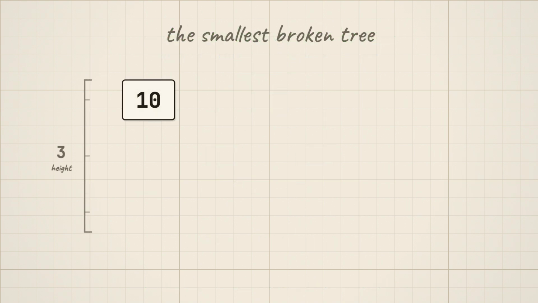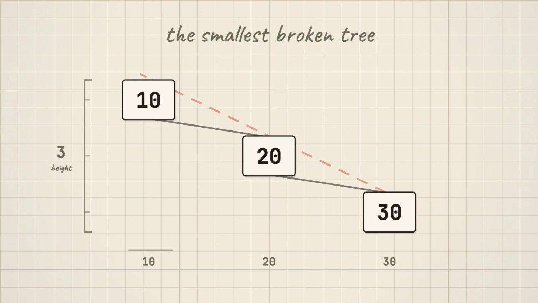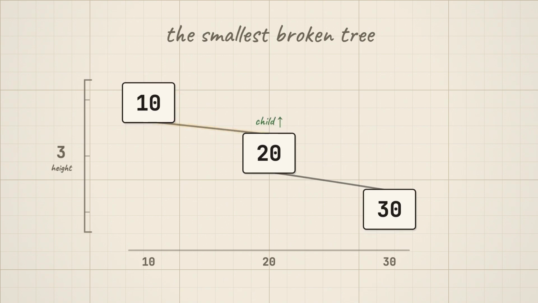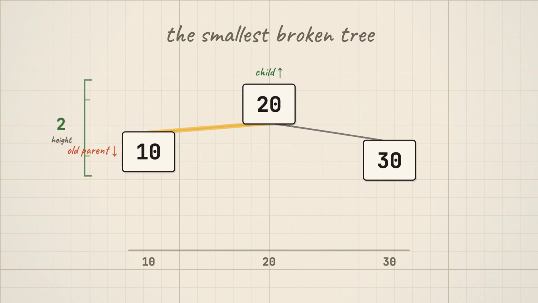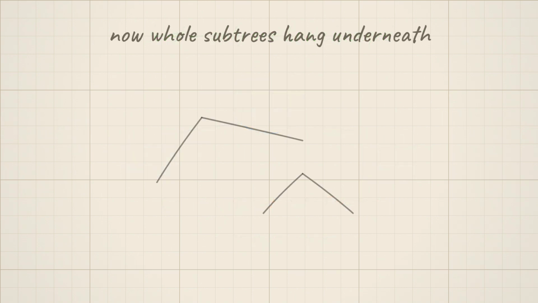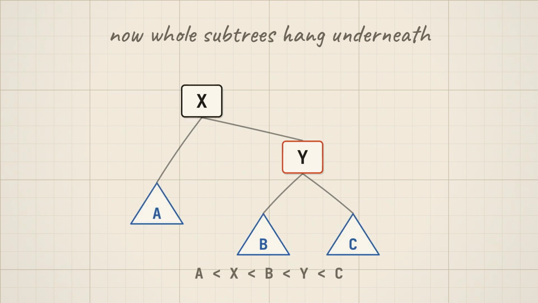We do not need to remove the keys and insert them again. We can change only a few links. The child moves up, the old parent moves down. Their sorted relationship remains unchanged. This local link change is called a rotation. The 3-key example is easy. But what if whole subtrees are hanging underneath?